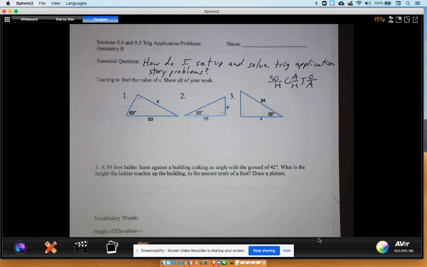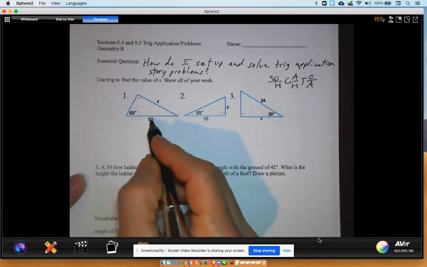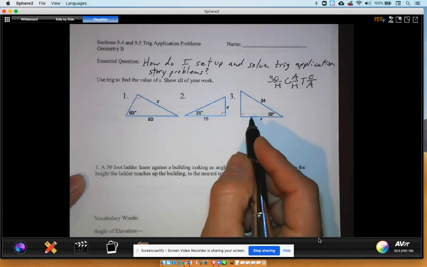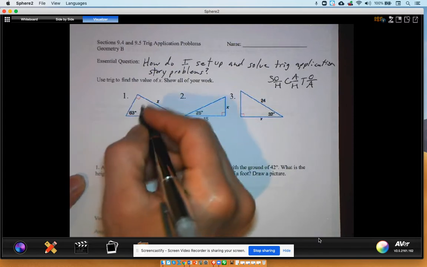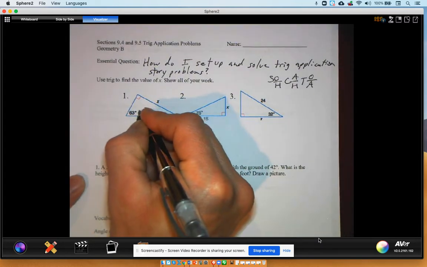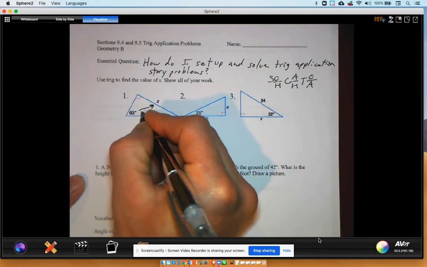So trig application problems. There's your essential question: how do I set up and solve trig application story problems? Got SOHCAHTOA over here. We're going to do a couple of review problems first on sine, cosine, and tangent. So let's start here. We have 63 degrees. I have an opposite side that I'm looking for.